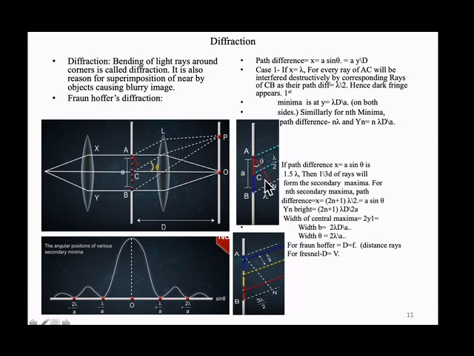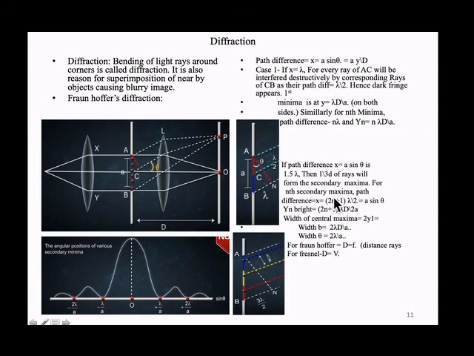But here I am getting 1.5, 2.5, 1/3, 1/5th, I am getting constructive interference with reduced intensities. So that is the difference between diffraction and interference. So for nth minima, I am getting n lambda d by a. So this is for diffraction. Similarly, for a path difference of 1.5 lambda, 1/3 of the rays will form the secondary maxima.